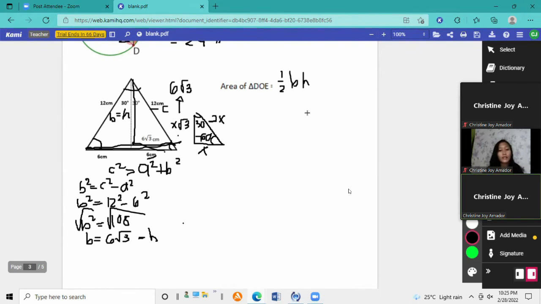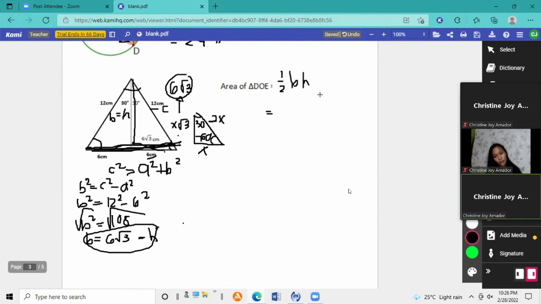Okay. So far with that, let us go back to finding the area of a triangle. Do we have the value of our base now? Yes, we have, which is 12, because 6 plus 6 is 12. So that is our base. Next, do we have the value of our height? Yes, we have the value of our height, this one.